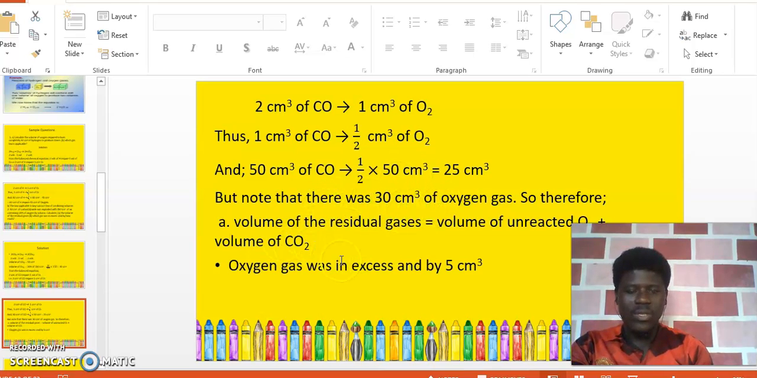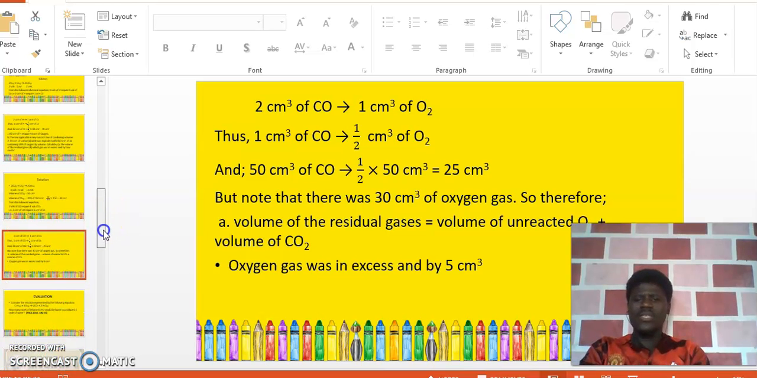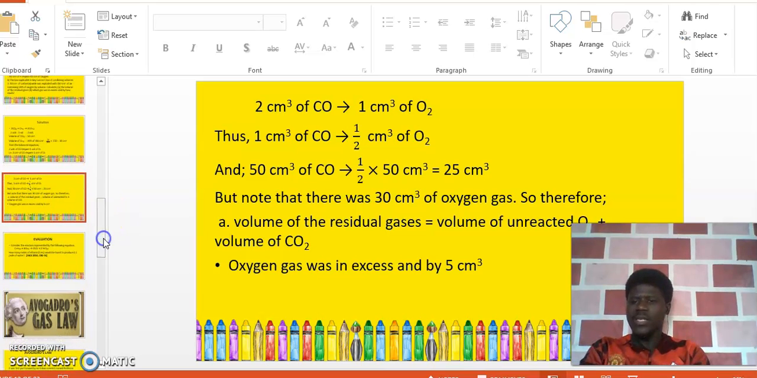But note that there was 30 cm³ of oxygen gas. So it's only 25 cm³ that is required to react with the CO. That's why we have the excess gas as 5 cm³. So just go through the lesson all over again, and you should understand that.